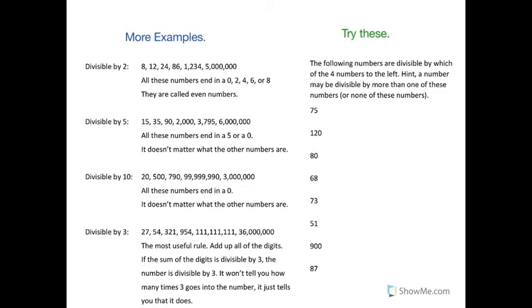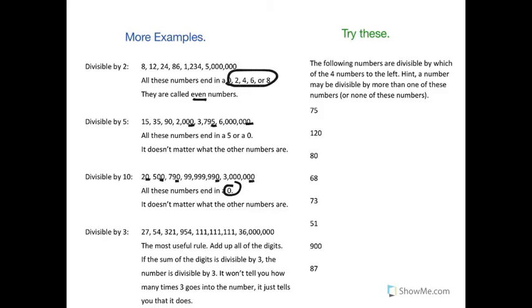Okay, more examples. All of these numbers are divisible by 2, and you can see that they end in a 0, 2, 4, 6, or 8. It doesn't matter what the digits are ahead of the last digit. As long as it ends in 0, 2, 4, 6, or 8, if it's even, then it's divisible by 2. 5 is simply if it ends in a 5 or 0: 15, 35, 90. Doesn't matter how many digits you have, as long as the last digit is a 5 or a 0. 10 is even easier. If the last digit is a 0, then the number is divisible by 10.